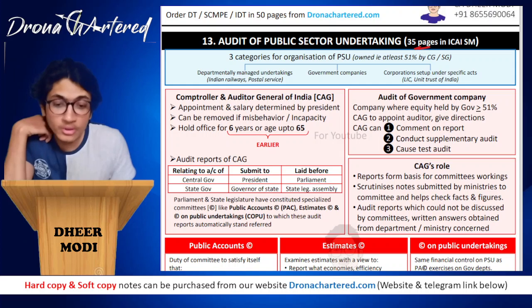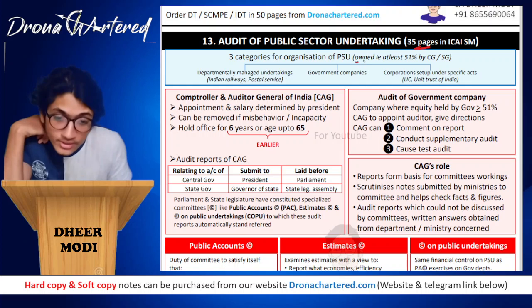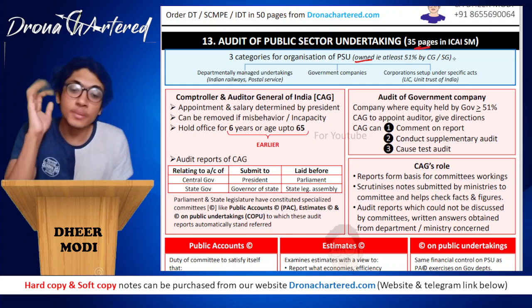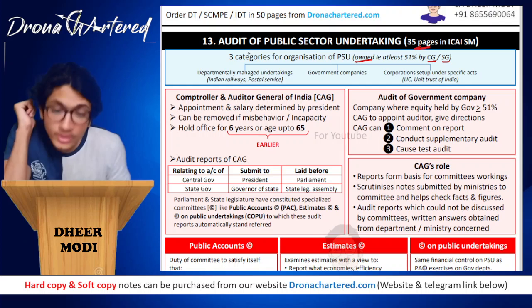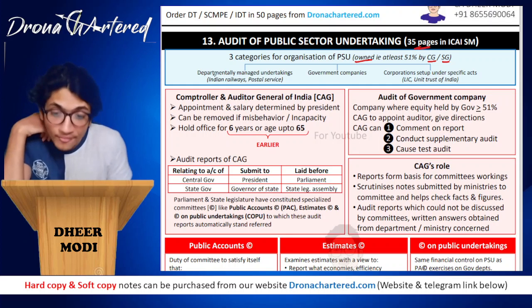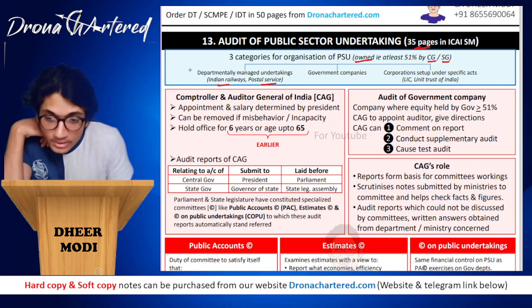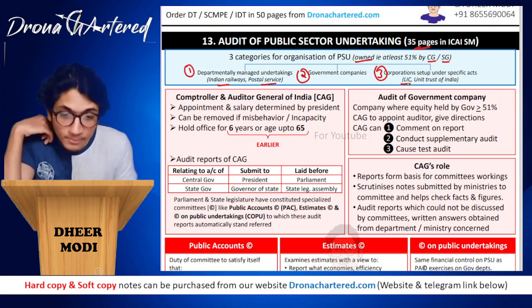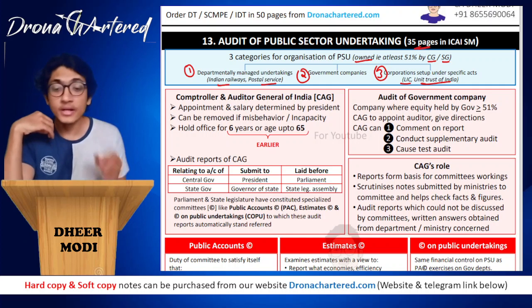Great. So audit of PSU is approximately 35 pages in your ICA study module. They are saying that there are three categories of organization of PSU. So what is a public sector unit? A public sector unit is one which is owned at least 51% by your central government or your state government. Only then it will be considered a public sector unit. The first category is departmentally managed undertakings, for example Indian Railways and the Postal Service. Second is government companies, and third is corporations set up under specific acts, for example LIC or UTI, that is, Unit Trust of India.